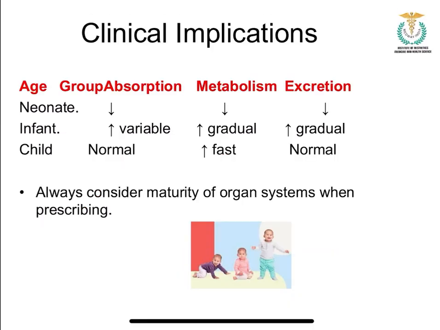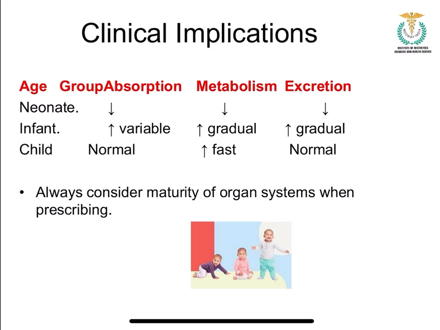Clinical implications. Now in a neonate, absorption is slower. Please note this down. This is a good table. In a neonate, absorption is slower, metabolism is slower, excretion is slower. From neonate, we move on to infant. Who's an infant? Somebody from 1 year of age is called an infant.